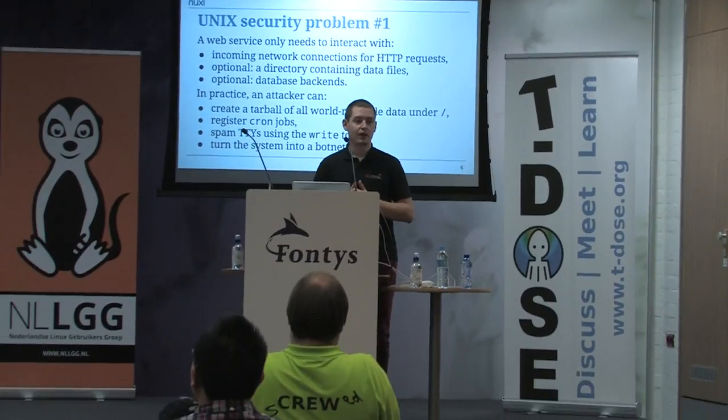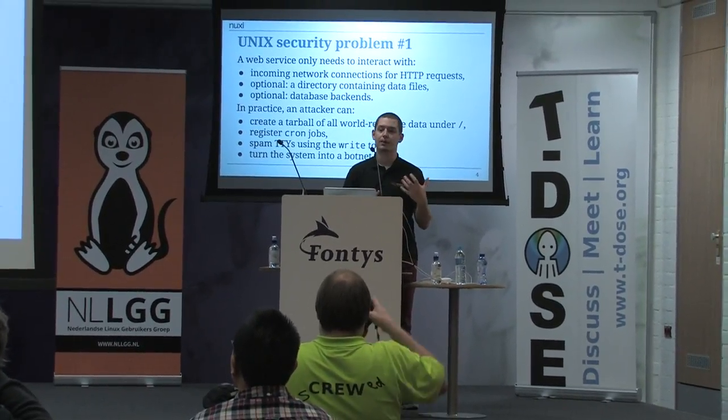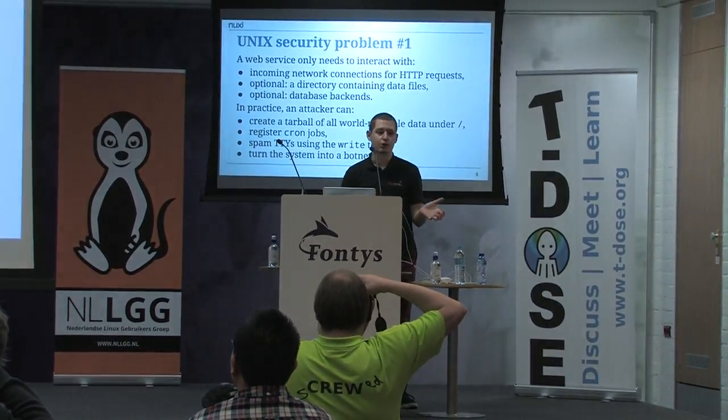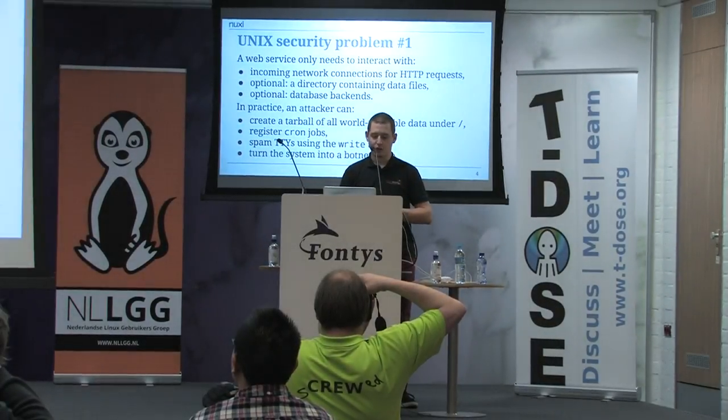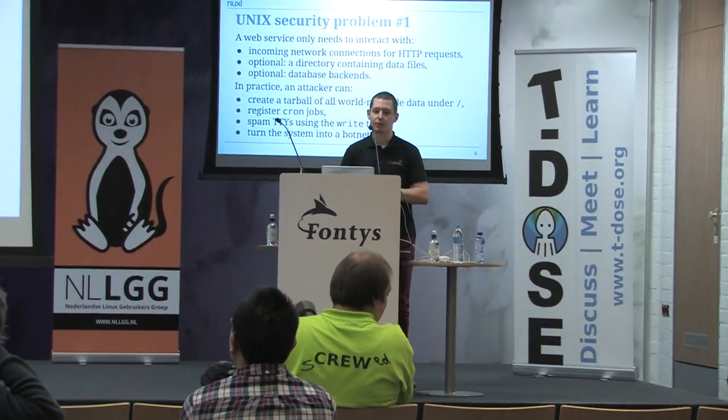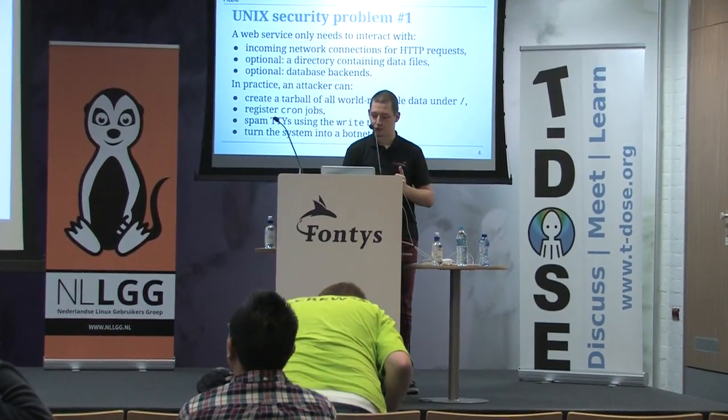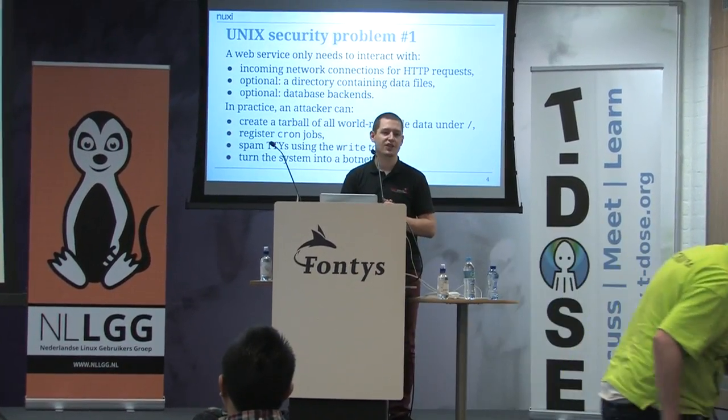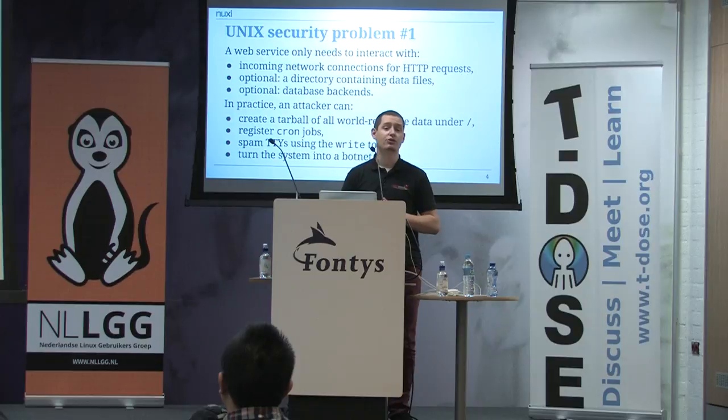So if you look at how a web server is typically deployed on a Linux or Unix system in general, you see that if such a web server were to be compromised, if there's an exploit in such a web server, then an attacker can do a lot of nasty things. So for example, you could create a tarball of all the world readable data on the system, not just in the web server root directory.